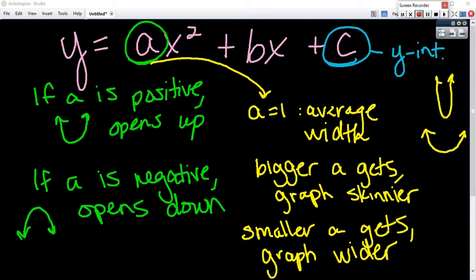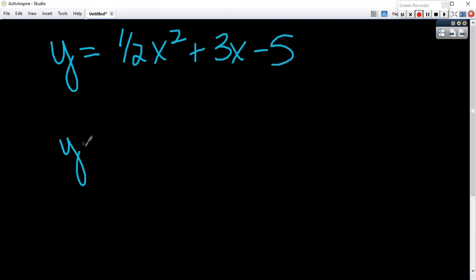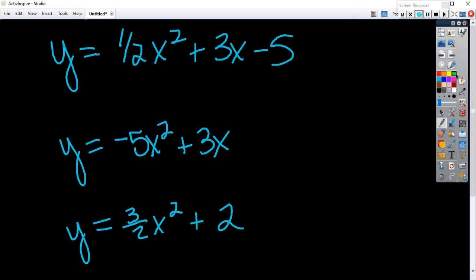A couple examples. If you'll just write these down, then we'll talk about them. Are we graphing? Yeah, we're going to graph them in just a second. First thing I want us to do is identify A, B, and C. So look at the first one.